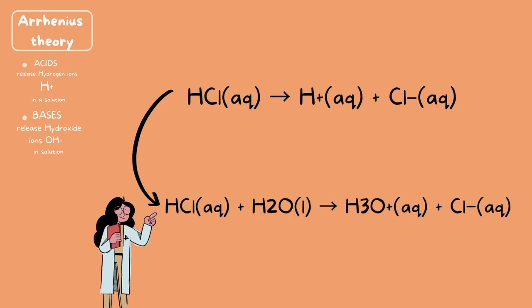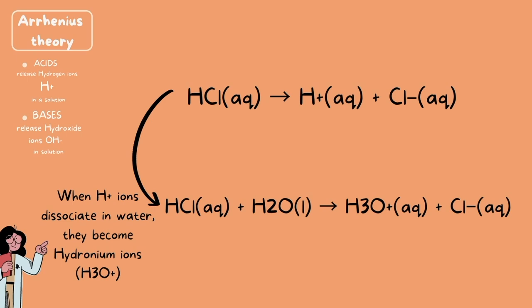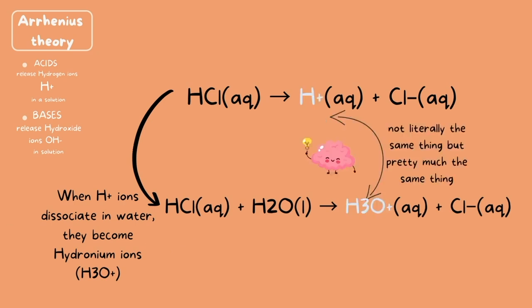Now, on your TEAS exam, or maybe another resource that you might look into, you might see this top equation or you might see the bottom equation, but just know that they both mean the same thing, and you must be able to recognize it and describe what is happening here. Basically, when hydrogen ions dissociate in water, they become hydronium ions. So really, you're not going to see hydrogen ions by themselves in a solution. You're going to see hydronium ions. So just keep in mind that H+ and H3O+ are not literally the same thing, but they're pretty much the same thing. So keep that in mind.